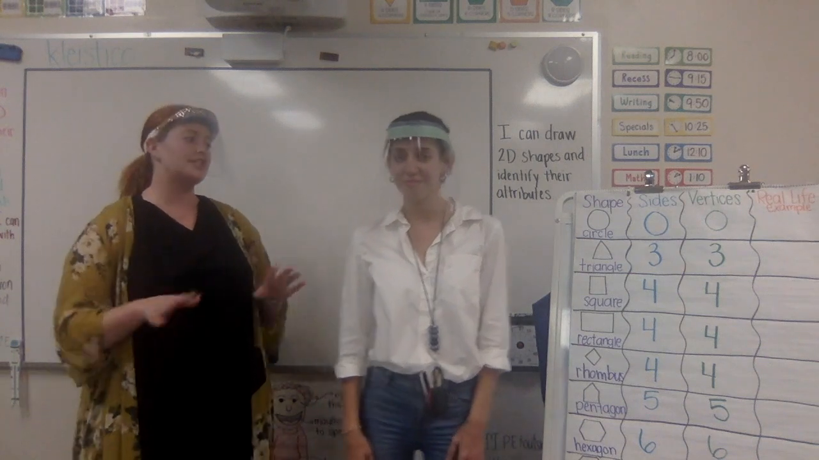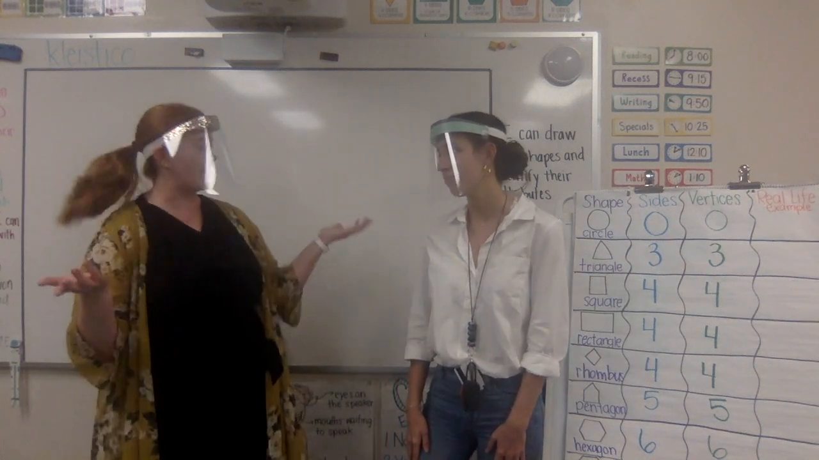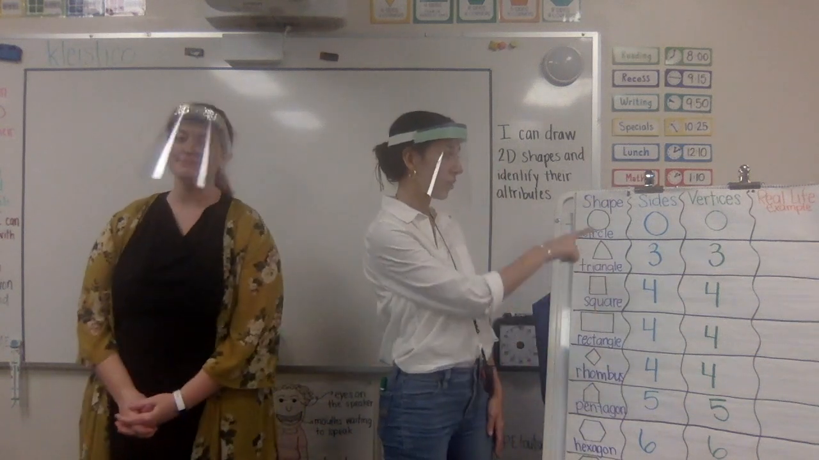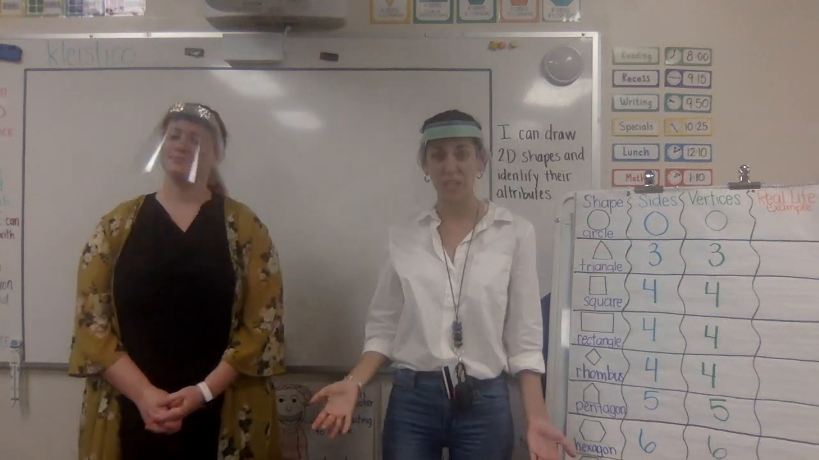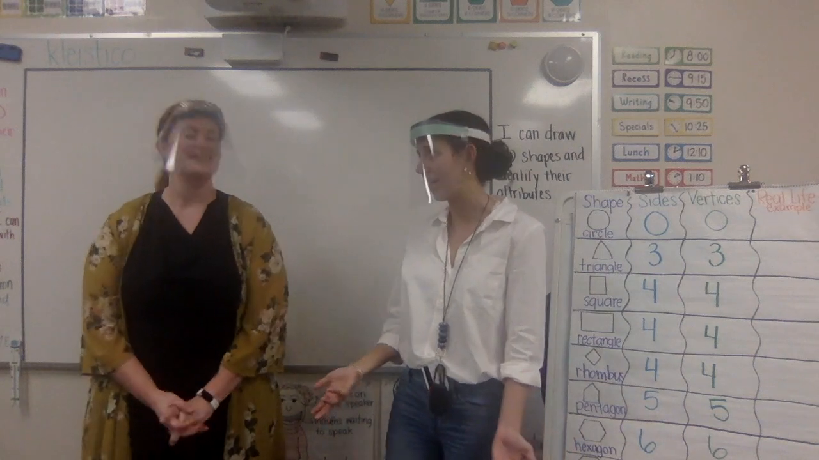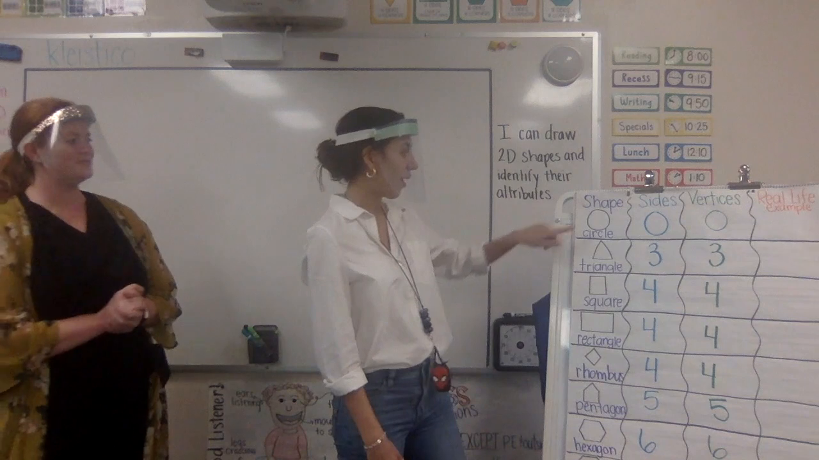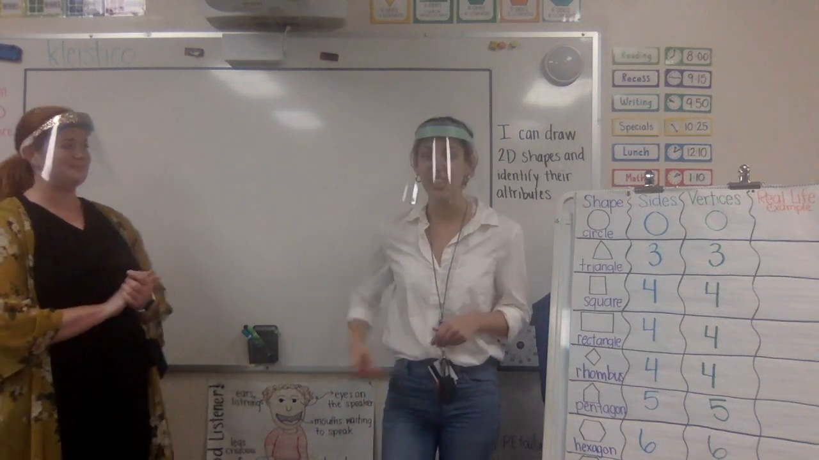And it's important to always just try your best. That's right. As long as you have those attributes for your sides and vertices when you're drawing your shapes, we'll be able to tell what it is. Well, Miss Lestico, what's the first shape we're going to draw? Ooh, our first shape is going to be a circle.